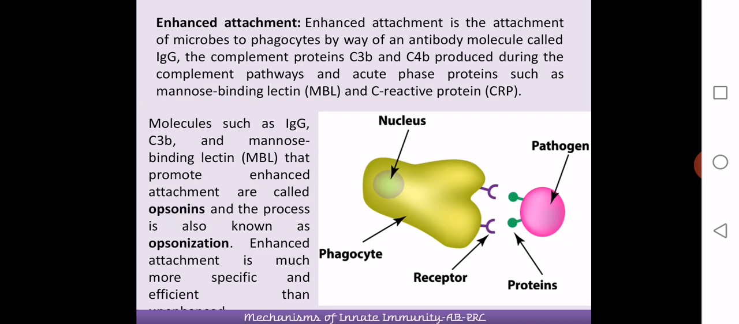So these molecules have the capacity to bind both these cells. That means at one end they can interact with the bacteria, at the other end they can interact with the phagocytic cell. For example, when you talk about antibodies, these antibodies have two ends. One we call the FAB portion. One part of the antibody is the FAB part, and the other part is called the FC part.